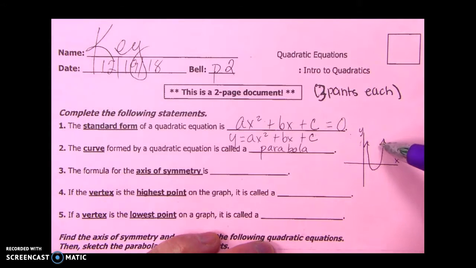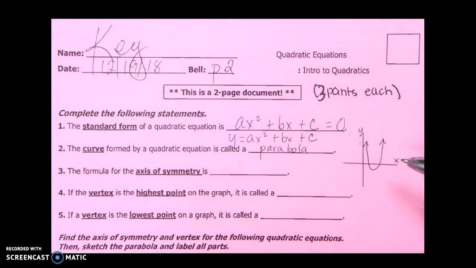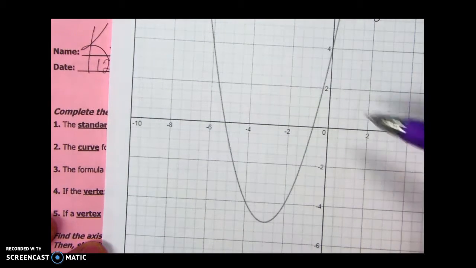So what is it doing? It's starting here, and it's going down. It hits a minimum, the lowest point, and then it starts going back up. Now, this is not the perfect U-shape. Let me show you one. Okay, there's a much better parabola.